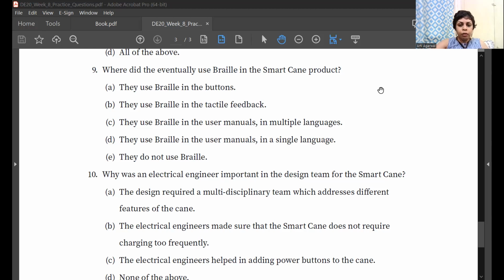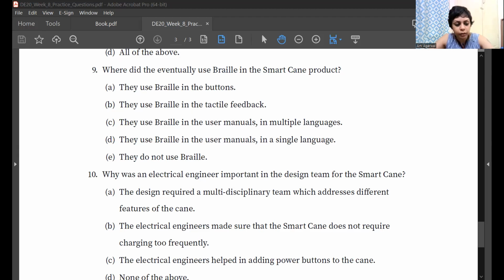All right. So what happens here is that they do not use Braille in the buttons. We discussed that already. And they also do not use Braille in the tactile feedback because we just discussed that it's not possible to implement Braille in multiple languages in the feedback. What they do use Braille for is in the user manuals. Again, we have users from all different parts of the country. So which language do you use?